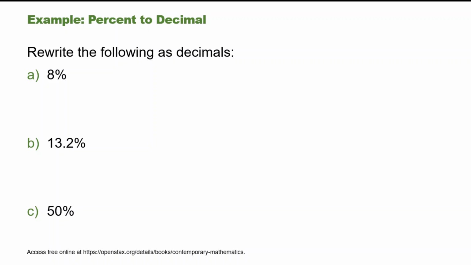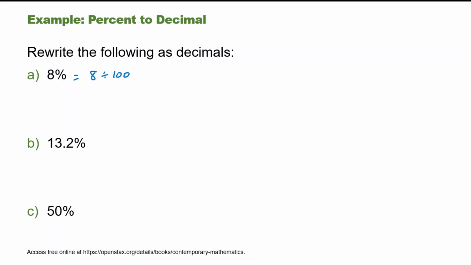Example, percent to decimal. Rewrite the following as decimals. Part A, 8%. Now again, looking back at our instructions on our previous slide, to convert from a percent to a decimal, the decimal form of n% is found by calculating the decimal value of n divided by 100. So we can say that 8% is equal to 8 divided by 100, which interestingly enough is exactly what we would do to make the fraction for this.